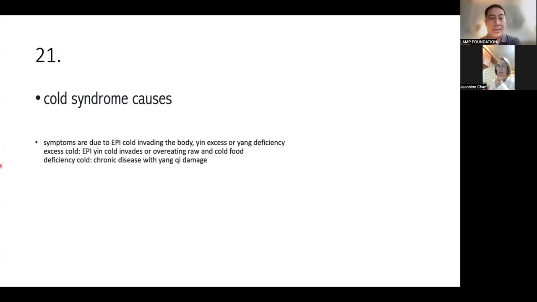So when you say it's excess cold, this is the EPI, yin cold, that invades, or overeating raw and cold food. Okay? So if you overeat raw and cold food, do not keep eating this kind of food if there is excess cold. It just doesn't make sense. So you might even cause cold syndrome. So deficiency cold means the cold resulting from yang deficiency. It's a chronic disease with yang qi damage.